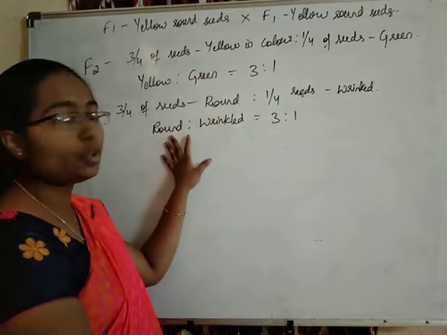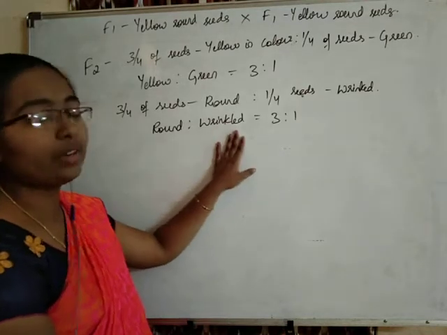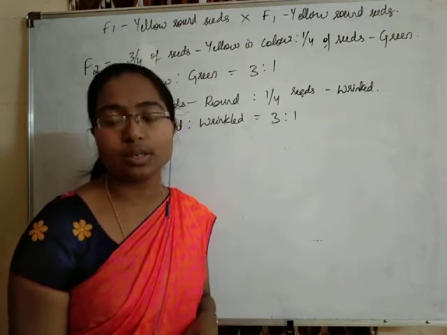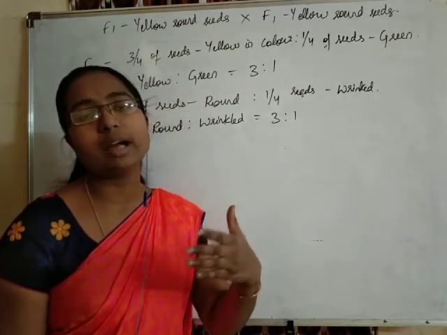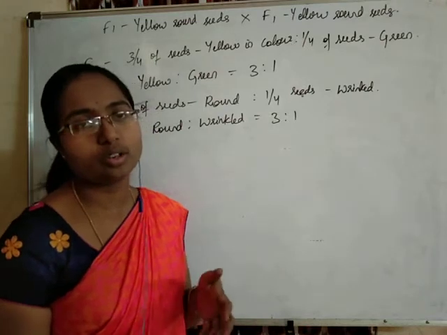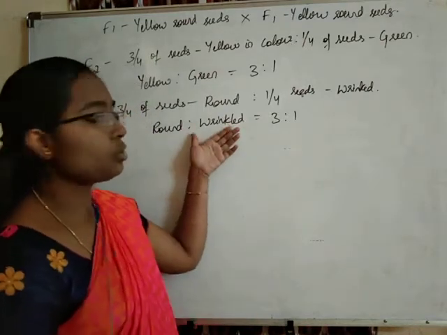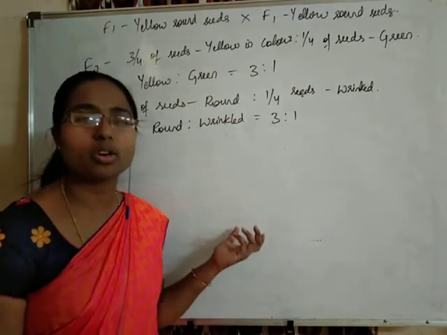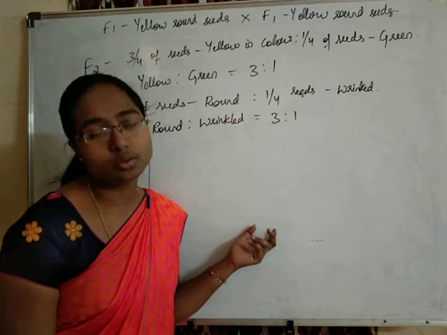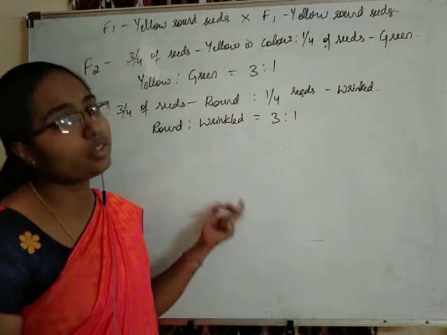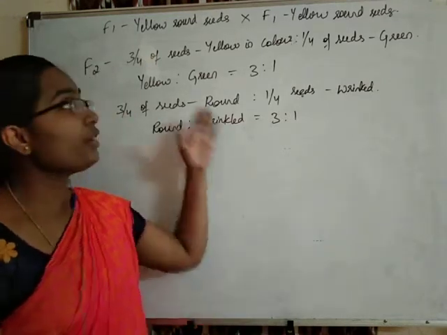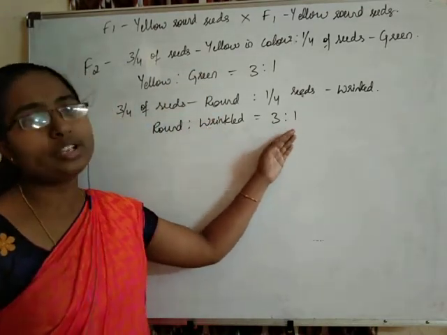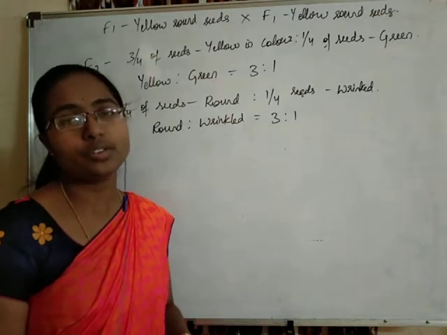Here we are considering only seed shape, round to wrinkled, it is 3:1. So when we are taking only one character into consideration, the inheritance pattern was the same as that of a monohybrid cross. The monohybrid cross phenotypic ratio was also 3:1 in the F2 generation. Even though we are considering two characters, if we separate them individually, we observe that the 3:1 ratio is seen in the F2 generation also.